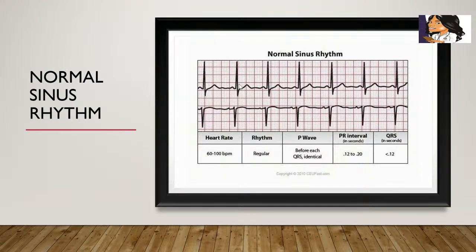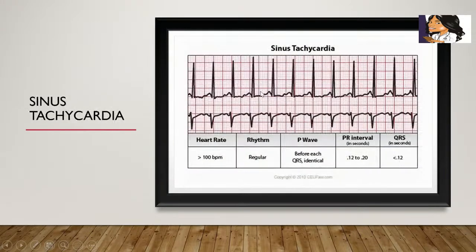So just take a look at these slides because I want you guys to visualize. I want you to be able to see a normal sinus rhythm when you're taking the test. I want you to be able to see it. All right. So we have normal sinus rhythm: heart rate, rhythm, P wave, PR interval, QRS. Heart rate, 60 beats a minute.